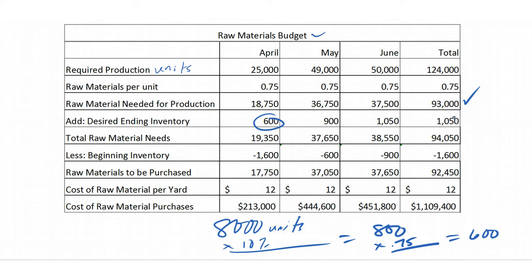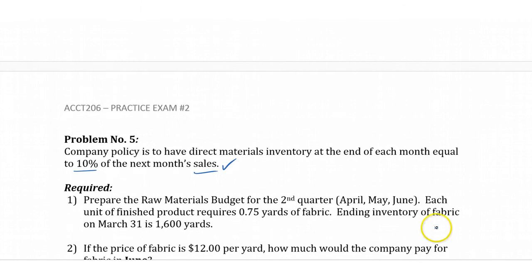I'm not sure the wording of that is actually correct, but that's where I got the 600, 900, 1150, and then of course the ending inventory for the quarter comes from the desired ending inventory for June. So then we add these two together to get our total raw materials needs. Then we subtract our beginning inventory. Remember, the 1,600 is given to us right there, 1,600 yards.